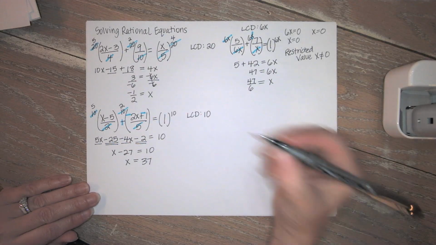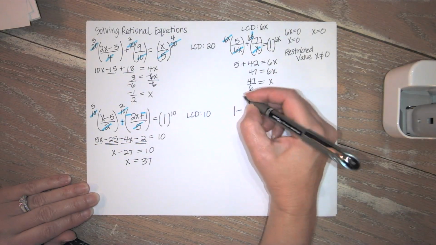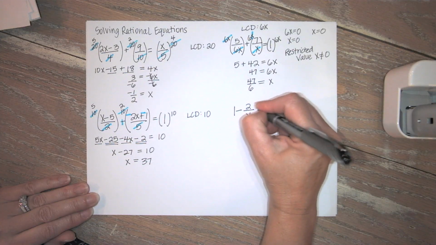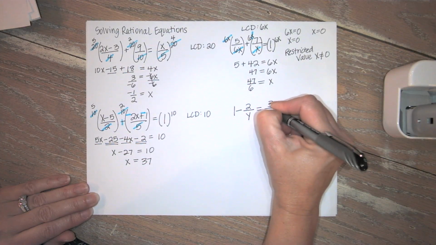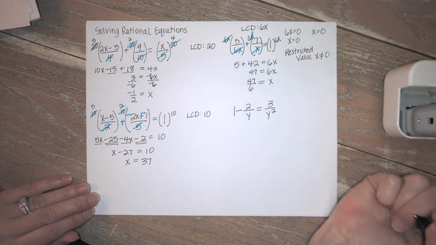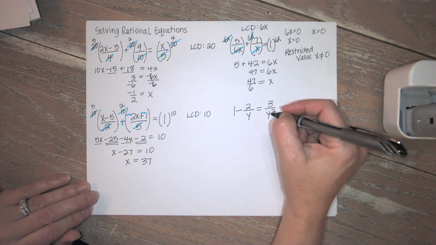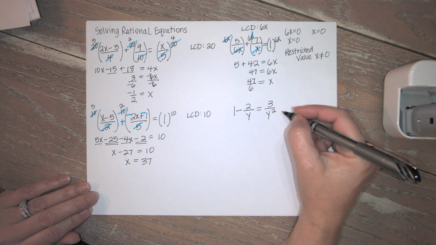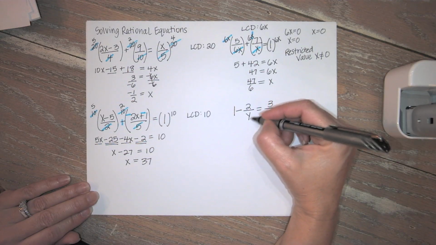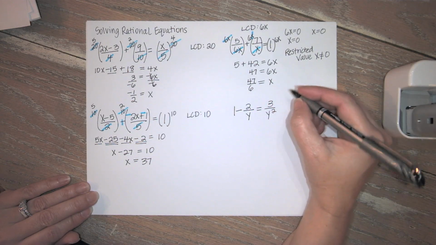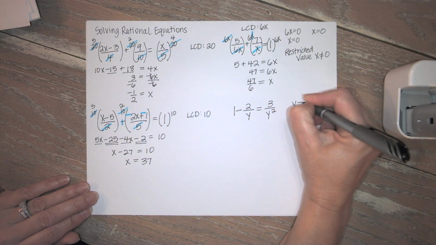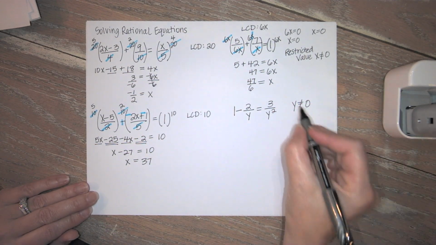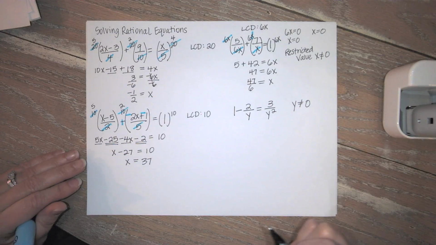All right, my next problem: 1 minus 2 over y equals 3 over y squared. Again, we have variables in the denominator. We can't let y be anything that would make the denominators of any of these fractions equal to 0. And so it looks like y is not going to be able to be 0, because that's what would make the denominators 0 on both of these. All right, so that's our restricted value for y.